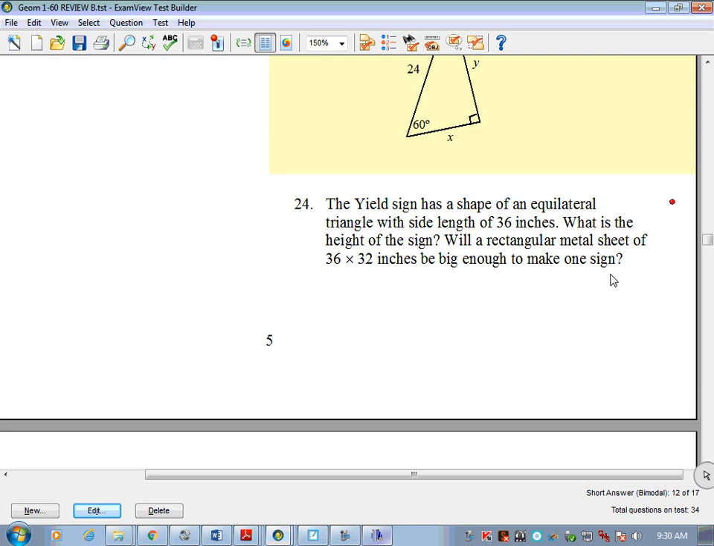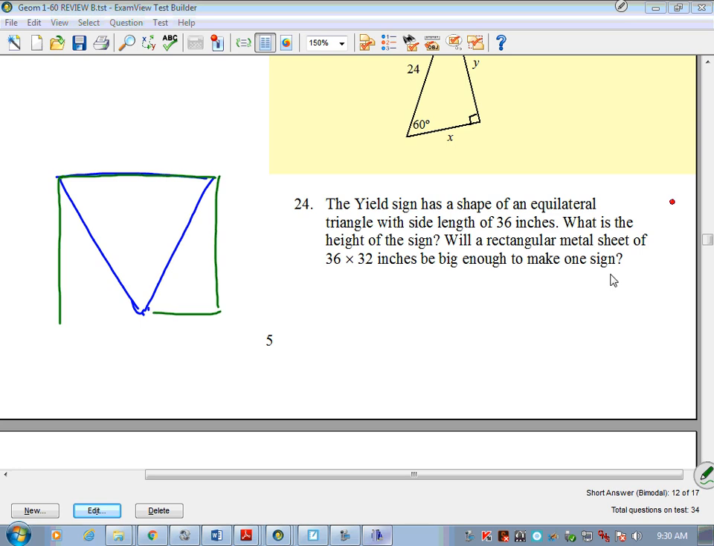Yield sign. Okay, this is going to work like this. So 30, 60, 90. Well, really, they tell me that, okay, then I've got something like this, where my length of my metal is 36 by 32. I need to know, because this is 36, so I know that my metal is long enough. I need to know if it's wide enough. In order to figure that out, I need to actually know the height of this.